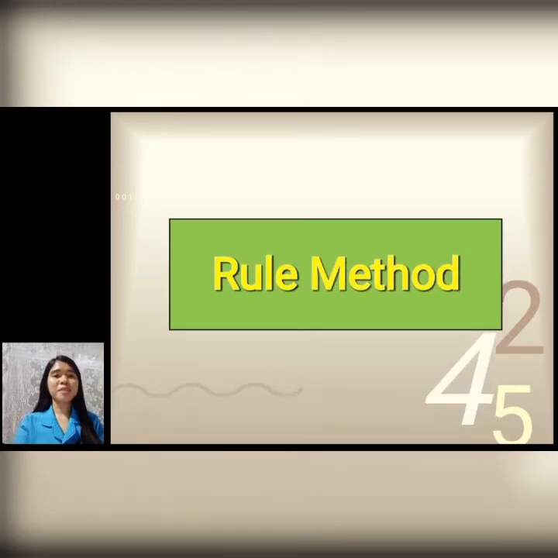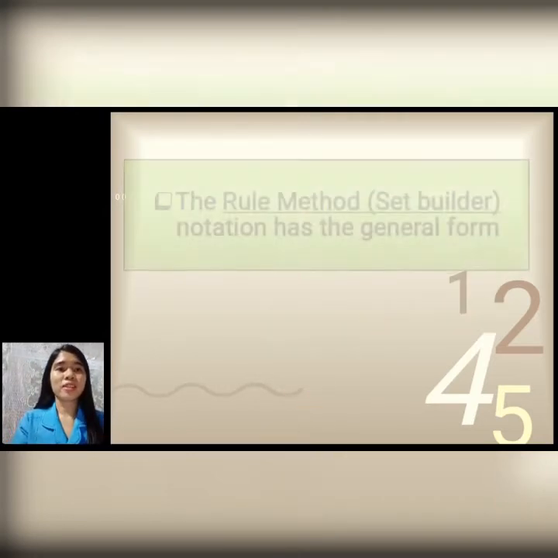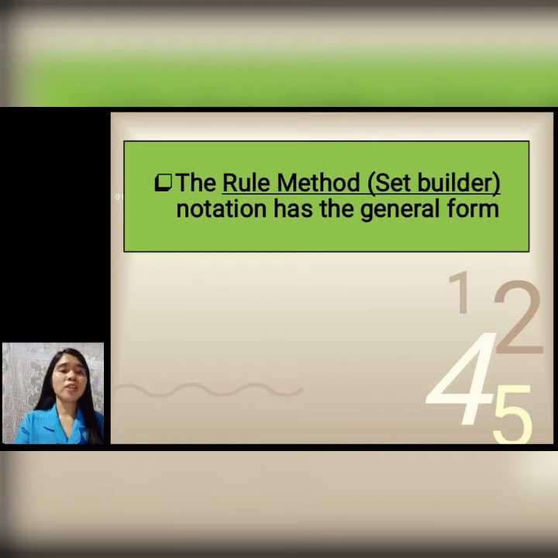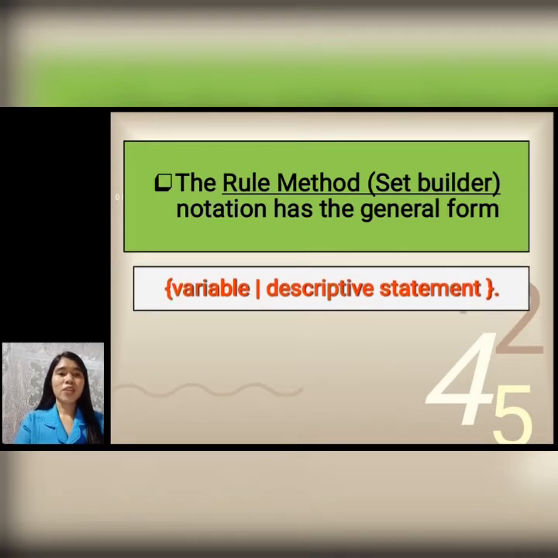Now let's proceed to the second method, which is the rule method. Let's define what a rule method is. The rule method, or the set builder notation, has the general form: braces, variable, vertical bar, descriptive statement. It is read as the variable such that the descriptive statement. The vertical bar in set builder notation is always read as "such that."